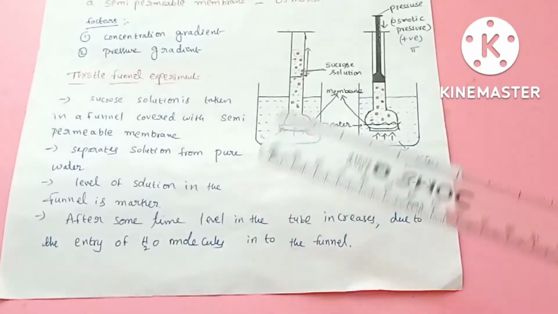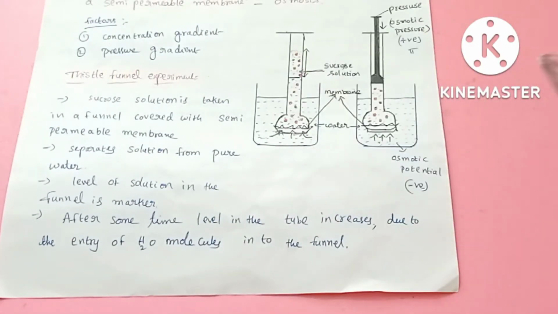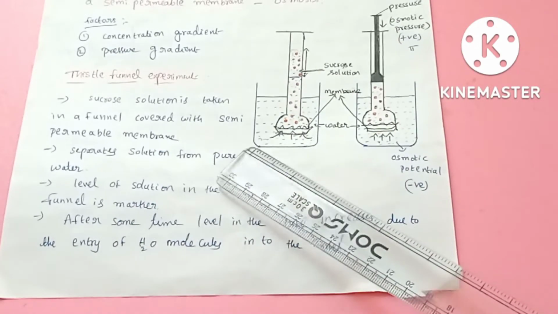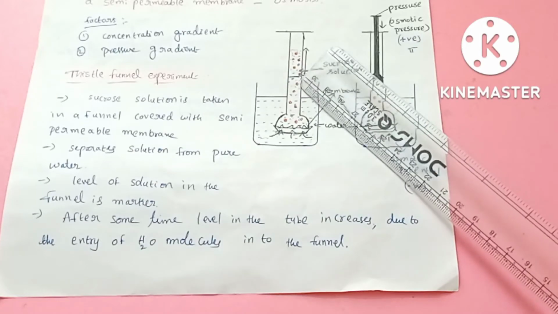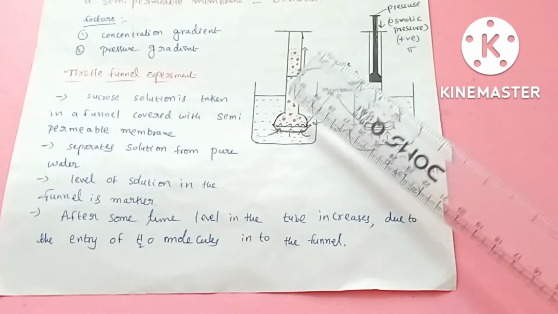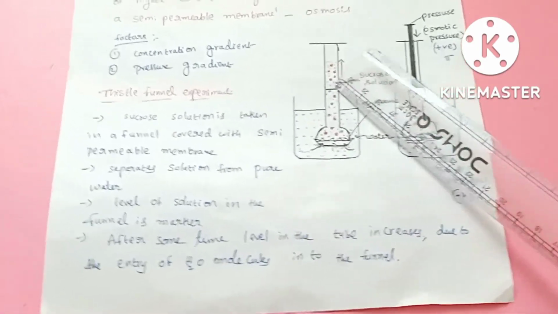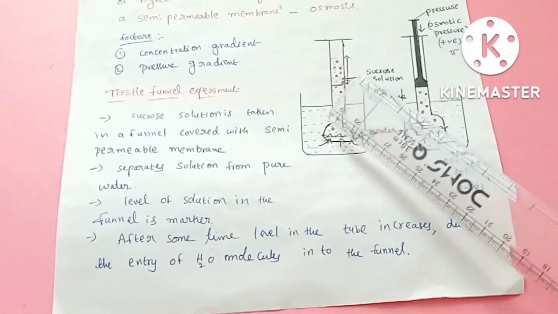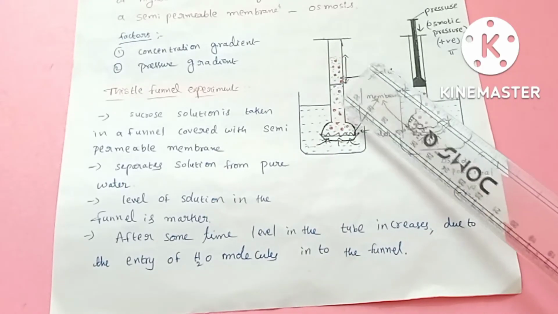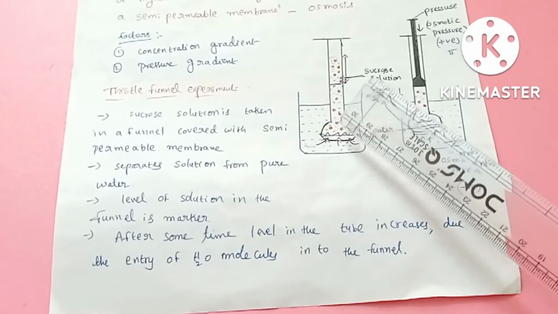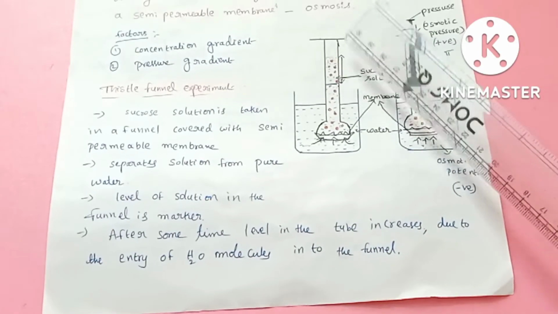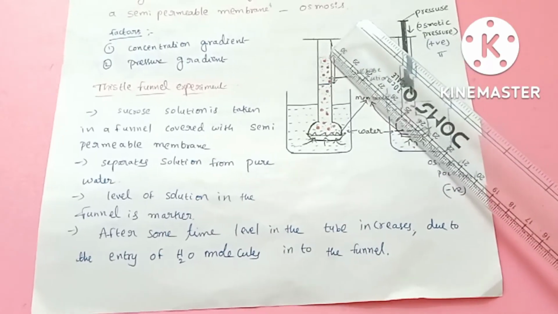So what happened here? Osmosis occurs. In osmosis, what we have studied, the solvent molecules move from the region of higher concentration to the region of lower concentration. So here the concentration of the solvent in the beaker is higher than the concentration of the solvent in the funnel. Hence the solvent molecules move from the region of higher concentration to the region of lower concentration by crossing the semi-permeable membrane. That is why the level of the sucrose solution increased.